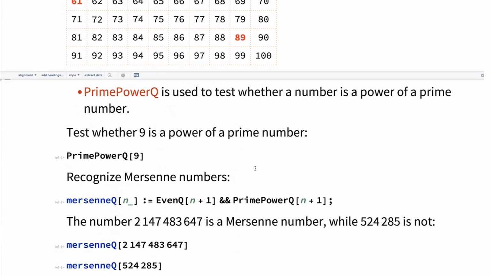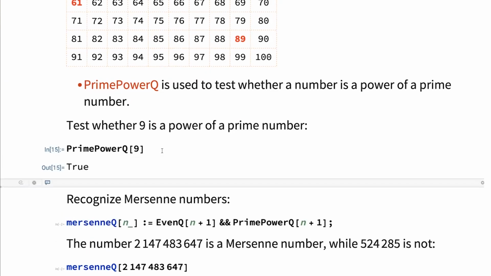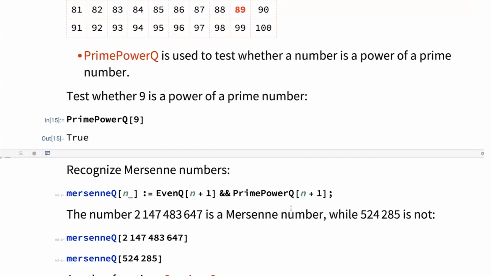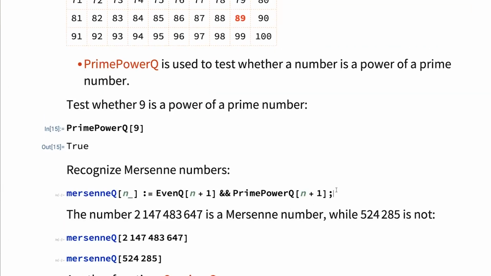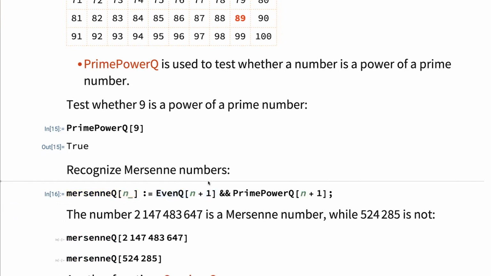The next function is the function PrimePowerQ, which is used to test whether a number is a power of a prime number. For example, we can use it to test whether 9 is a power of a prime number, which is of course true because 9 is 3 squared. Or we can write this very simple function to recognize Mersenne numbers. Since Mersenne numbers have the form 2 to the power of p minus 1, if we add 1, that would make them an even number, and that should also be a prime power, because that is a power of the number 2.